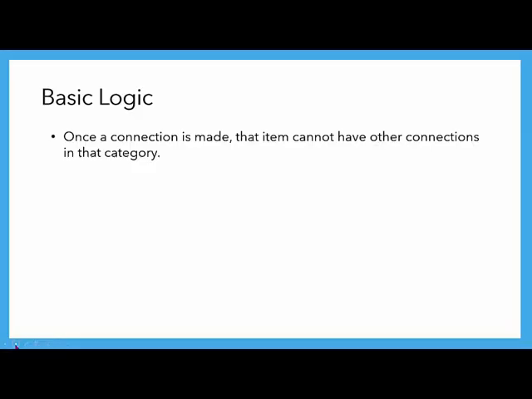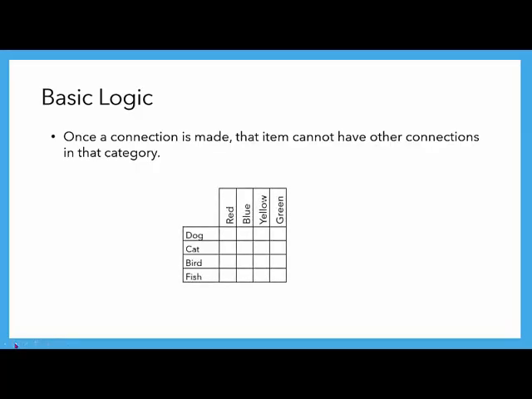Once we make a connection, that item cannot have other connections in that same category. So what does that mean? Let's say we had 2 categories we were matching up, a type of animal with a color. Let's say we knew that cat and blue had a connection. We're also going to call that some positive information. So when things are connected, we consider it positive. When they're not connected, we consider it negative.